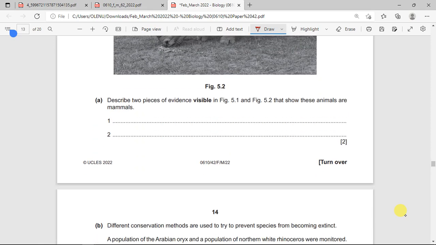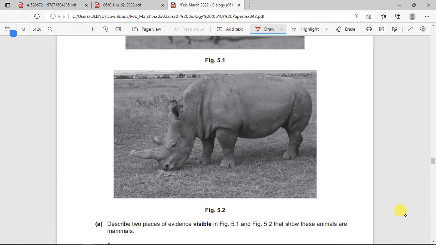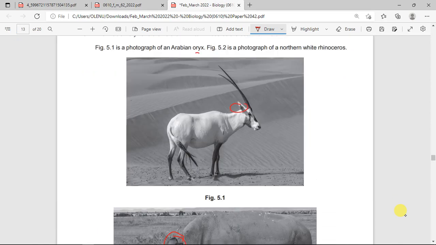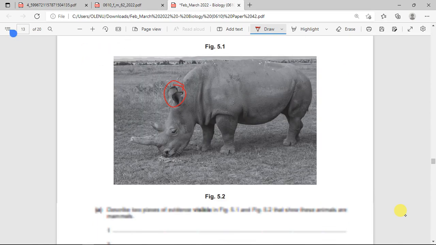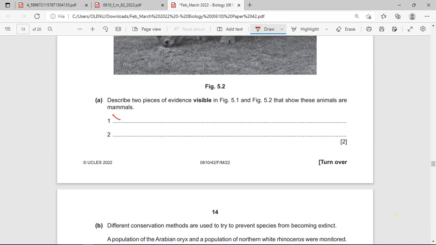The first question is describe two pieces of evidence visible in figure 5.1 and 5.2 that show that these animals are mammals. So you use the diagram. Both have an external ear, and if you look closely, you find out that the skin has fur on it. It has hair, and this also has ears. So the two things I'll just write here is the presence of external ears, and the skin has hair, or you can just put fur. That's all.